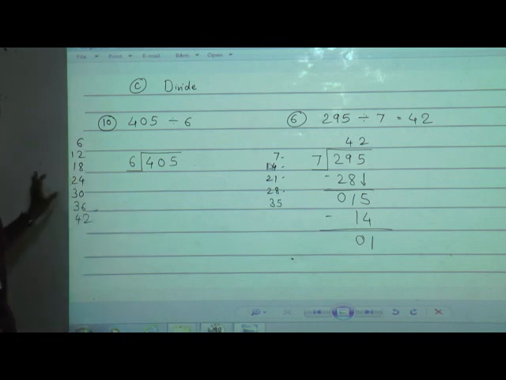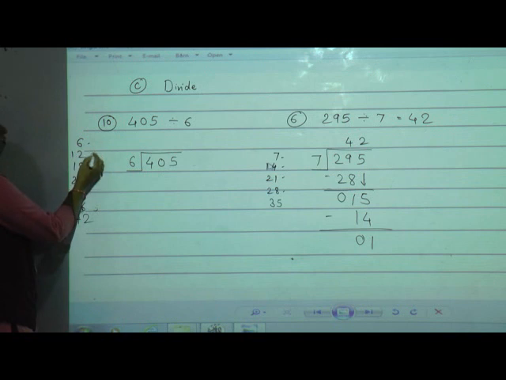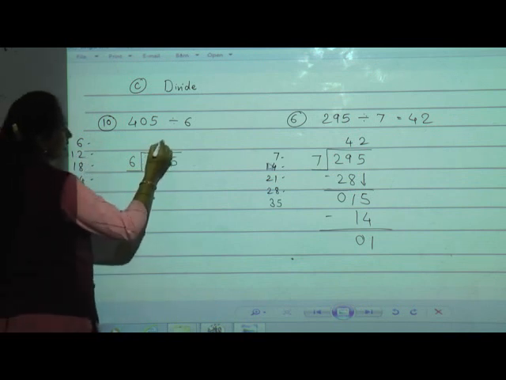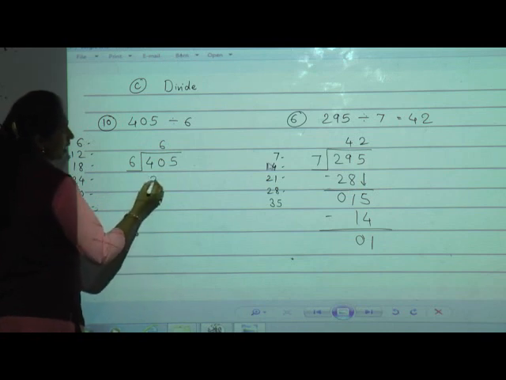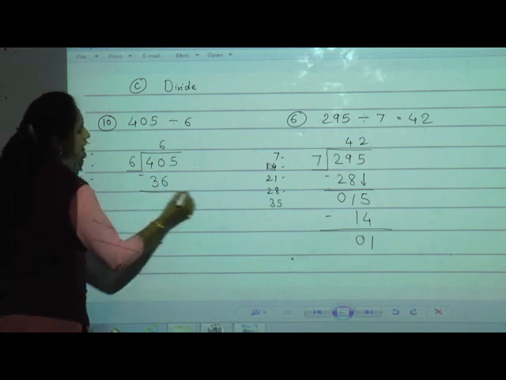Is 40 there? No, it is not there. So what we have to do? We have to take smaller than 40. What is smaller than 40? 36. Where does it come? 1 2 3 4 5 6. 6 6s are 36. Write 6 at ones place and write 36 below the 40.